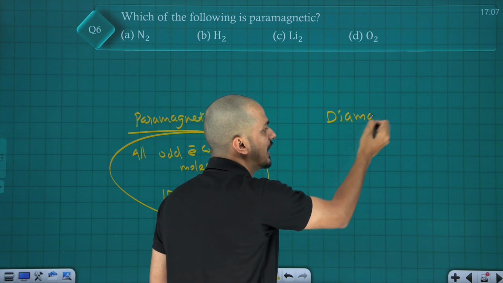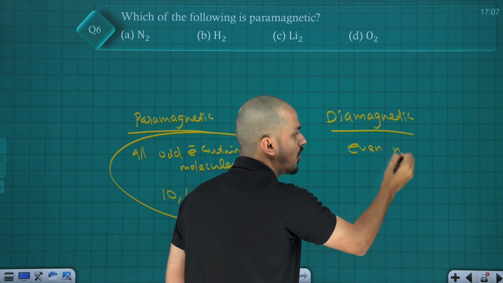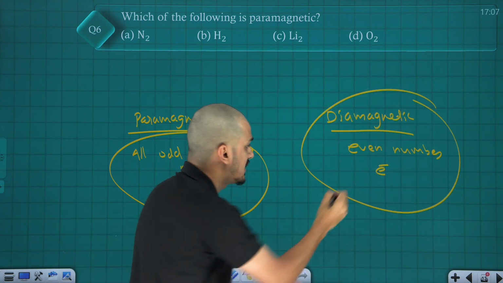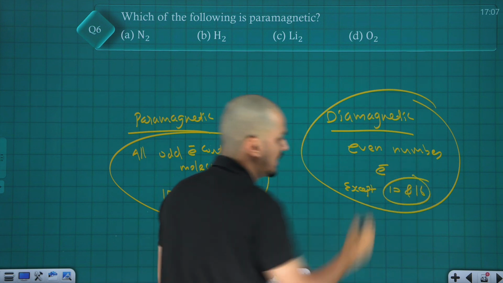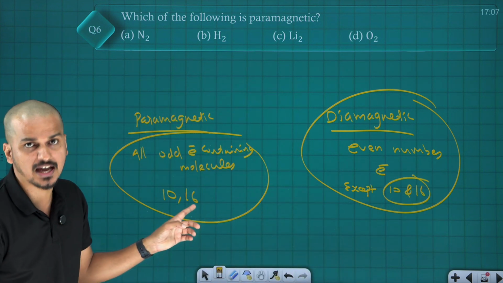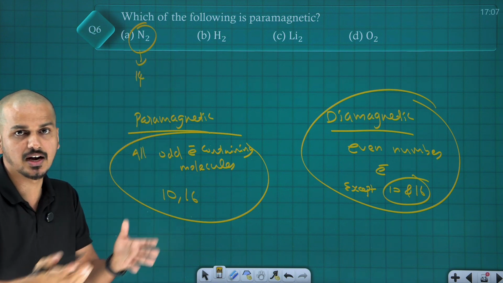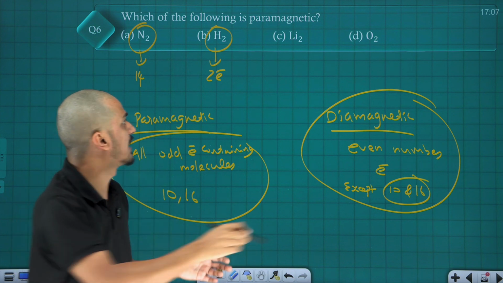All are paired, meaning even-number-electron species, except 10 and 16. 10 and 16 come here, that is paramagnetic. What about nitrogen? Nitrogen means 14 electrons, even, diamagnetic. H2 means 2 electrons, even, diamagnetic.